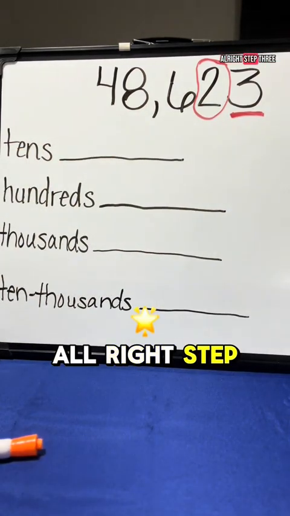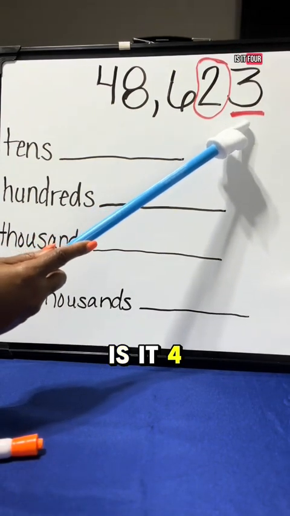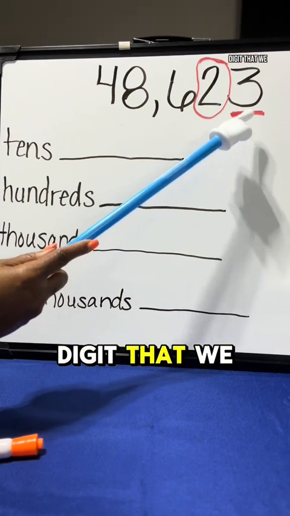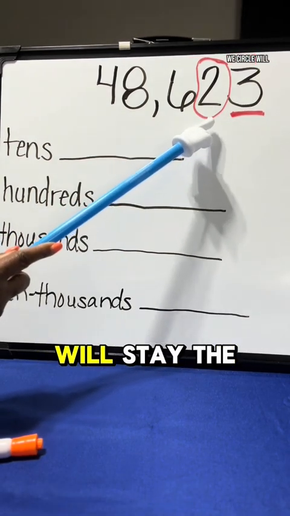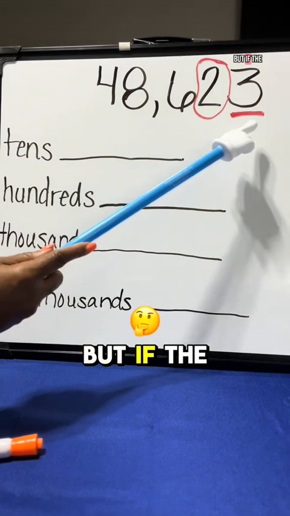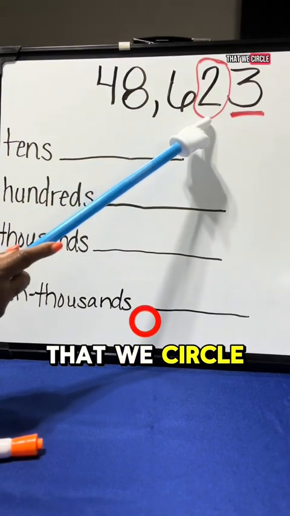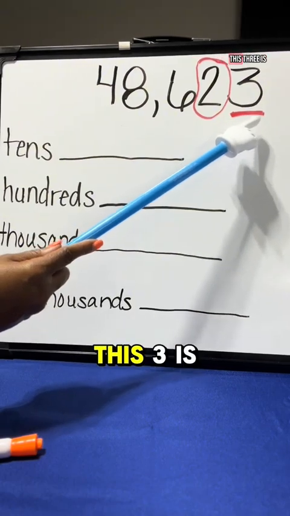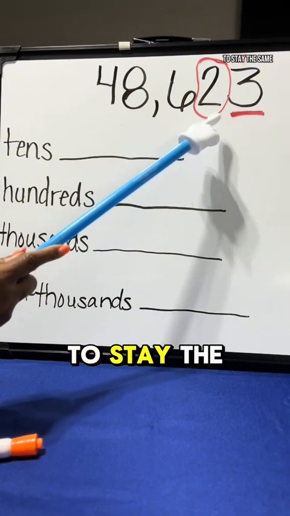All right, step 3 says to ask yourself, the digit that I underline, is it 4 or less or 5 or more? Because the rules are, if the digit that we underline is 4 or less, then the number that we circle will stay the same. But if the digit that we underline is 5 or more, then the digit that we circle goes up 1. So looking at what we underline, this 3 is 4 or less, so that tells us that this 2 is going to stay the same.